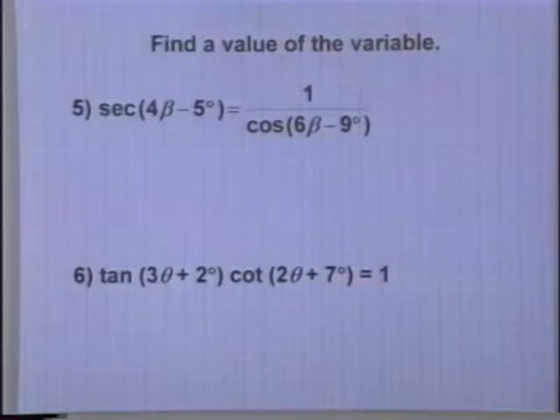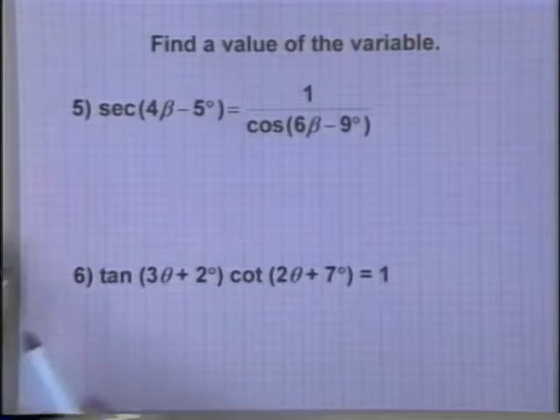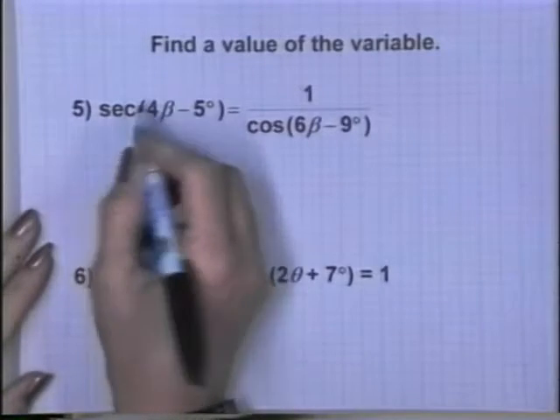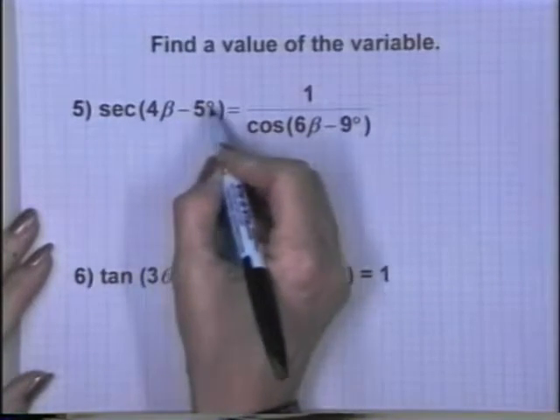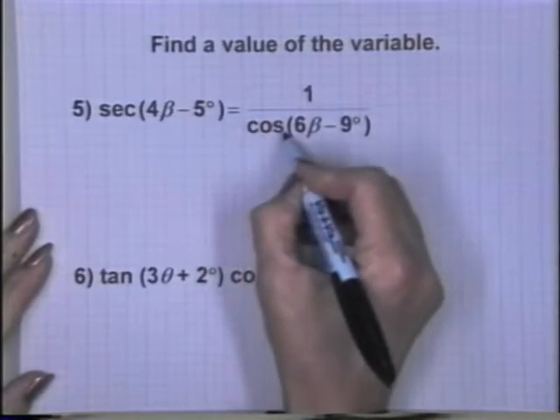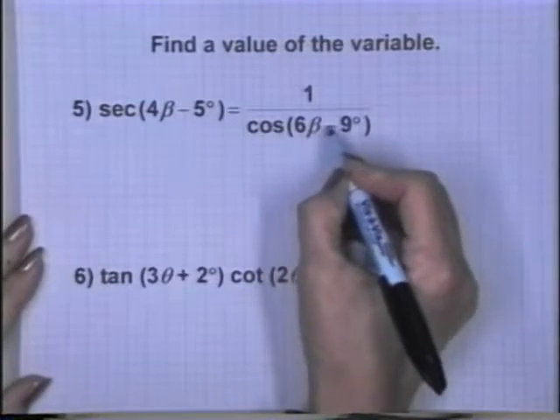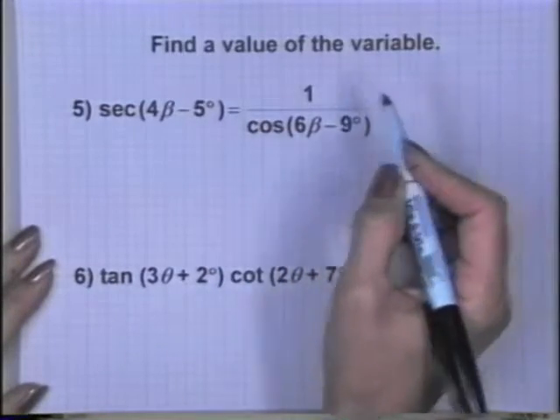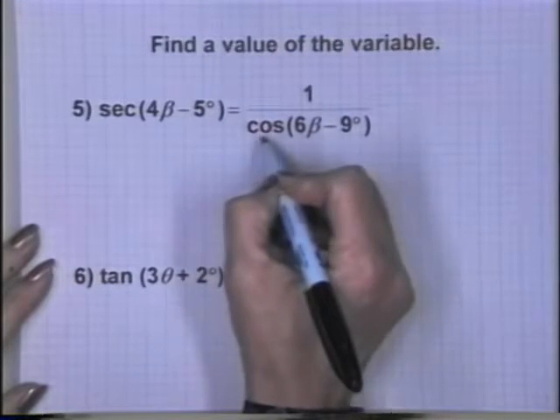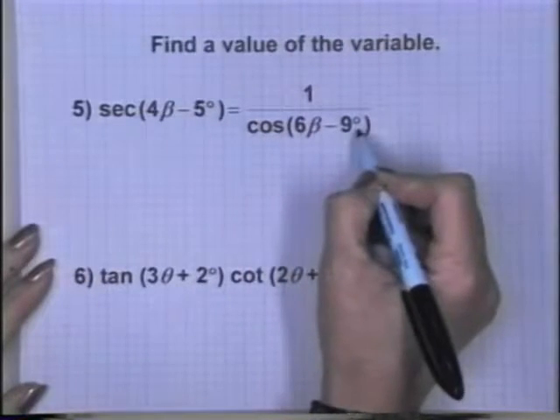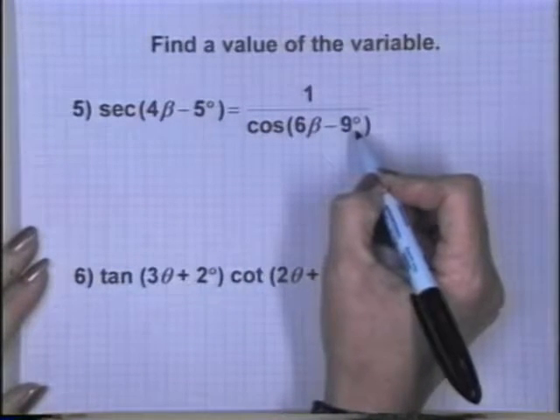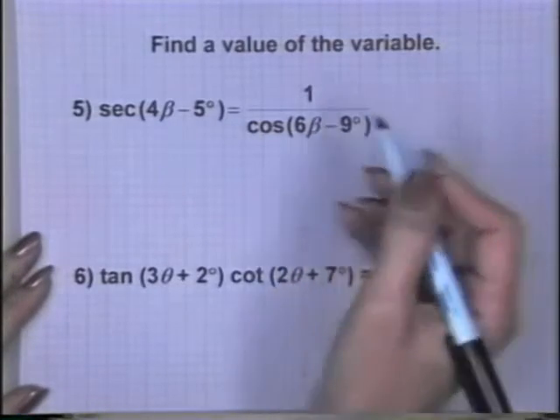Let's look at 2 more problems. The instructions say find a value of the variable. Well, here's the thought. If I have the secant of 4 beta minus 5 degrees equals 1 over the cosine of 6 beta minus 9 degrees, I know that 1 over the cosine of 6 beta minus 9 degrees equals the secant of 6 beta minus 9 degrees.